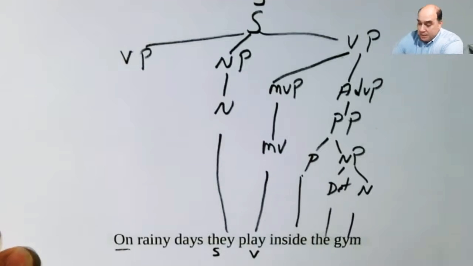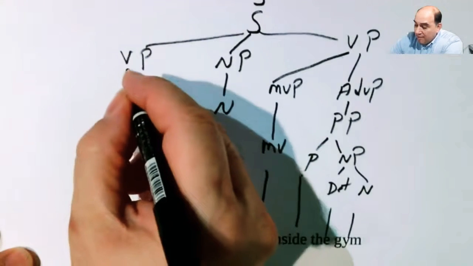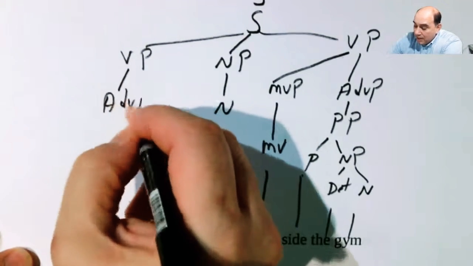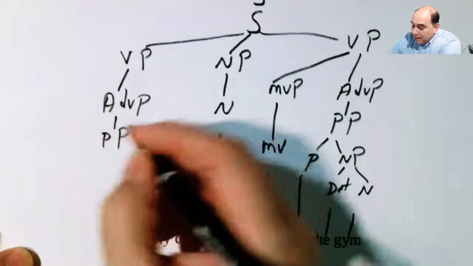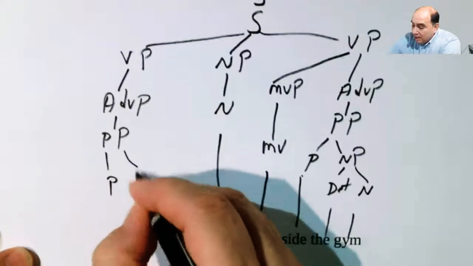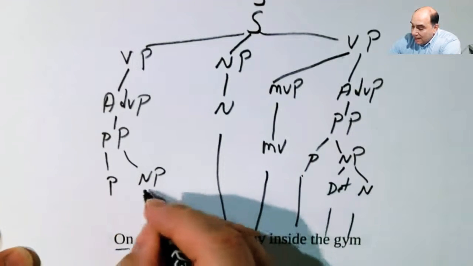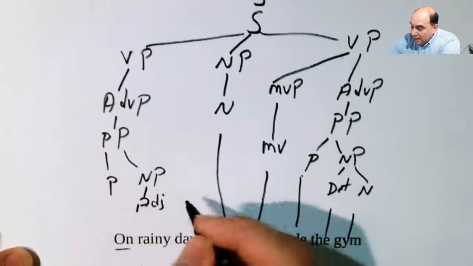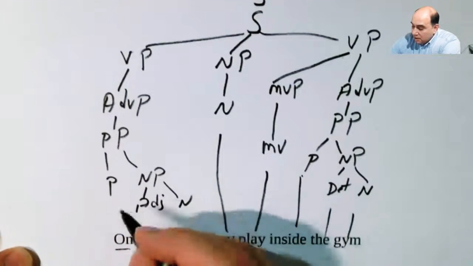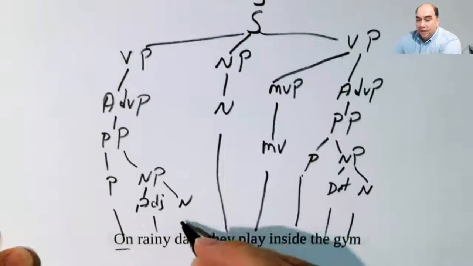Okay, now what's this thing up front here? On rainy days. That's describing when they play. Okay, again, it's describing the verb. So this is an adverb phrase, another adverb phrase here, which is a prepositional phrase that has a preposition and a noun phrase. And the noun phrase has an adjective, rainy, and a noun. We've got preposition, rainy as an adjective, and noun.